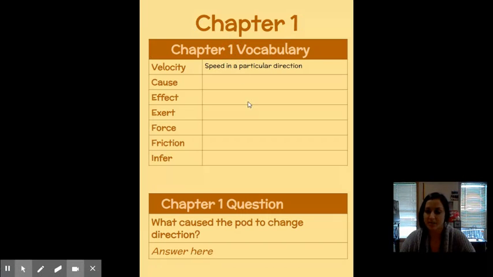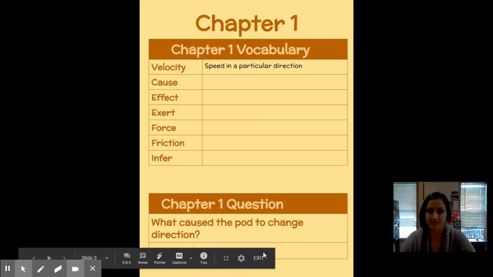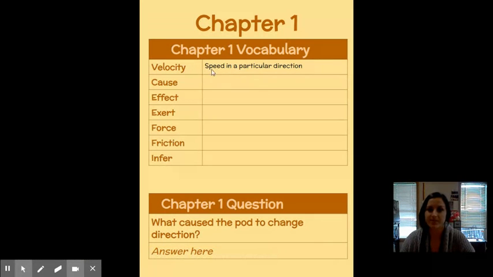Each chapter has its home page like I did last time, where you have all your vocabulary and your chapter question. And so today we added in one vocab word, which was velocity, and that's the speed in a particular direction. So make sure you pause the video and add that word in.